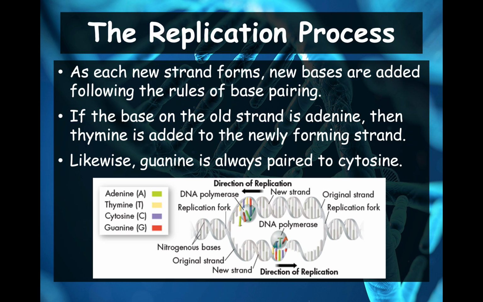So, as each new strand forms, new bases are added following the rules of base pairing. If the base on the old strand is adenine, then thymine is added to the new forming strand, and guanine is going to bond with cytosine.